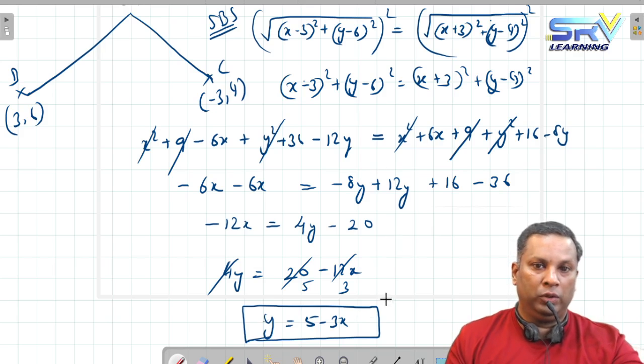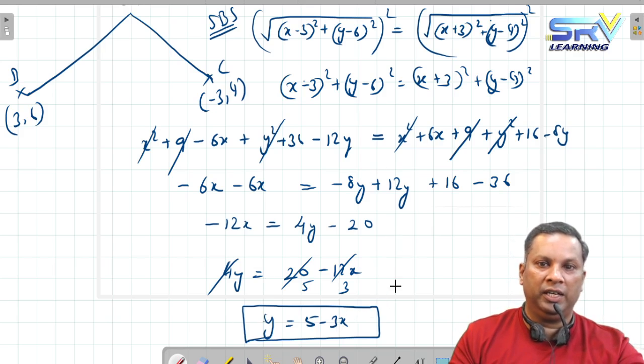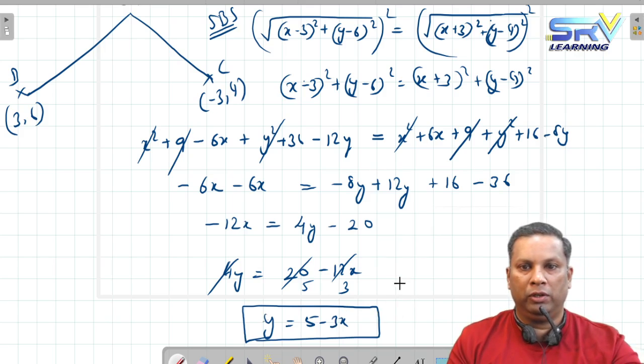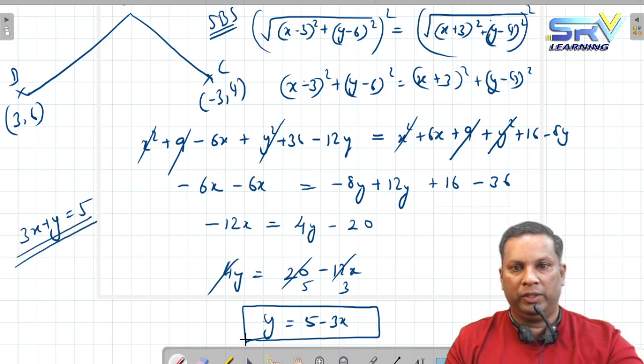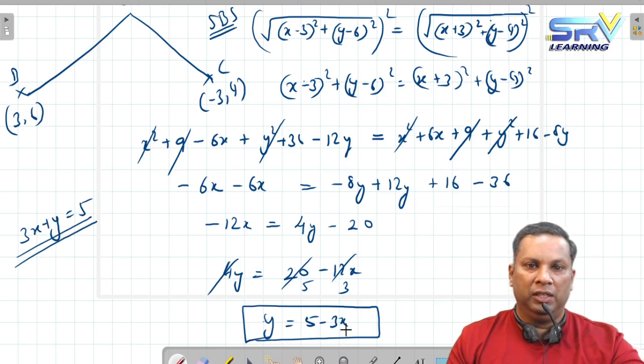There are so many ways you can write it. If you bring 3x on this side, it will become 3x plus y. You can also write it like this: 3x plus y is equal to 5. Okay, you can write like this, you can write like this, many ways you can express, but it's better to express it like this.